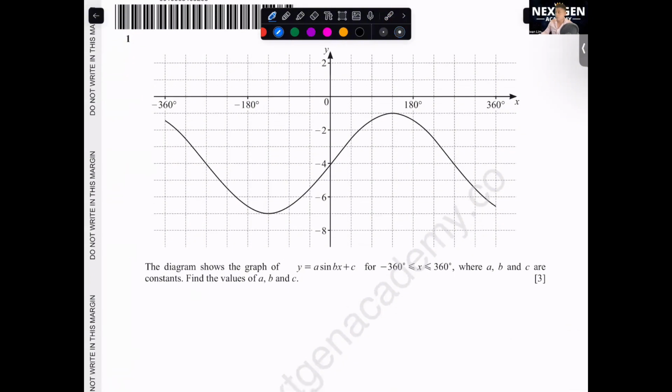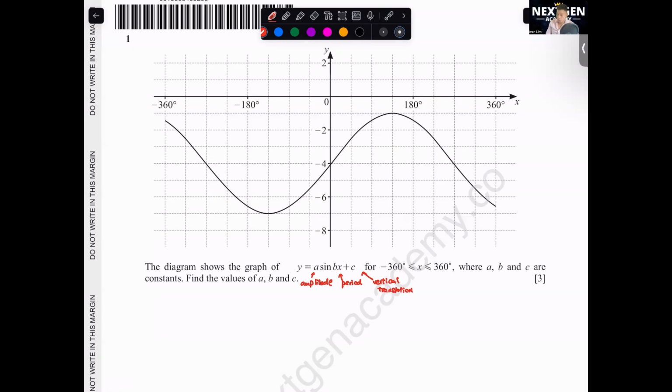Okay, question number 1, this has come up many times already. The diagram shows the graph of y equals a sine bx plus c, from negative 360 to 360, where a, b and c are constants. Find the value of a, b, and c. All right. We need to find the amplitude. This is a, amplitude. b is related to your period. c is your vertical translation.